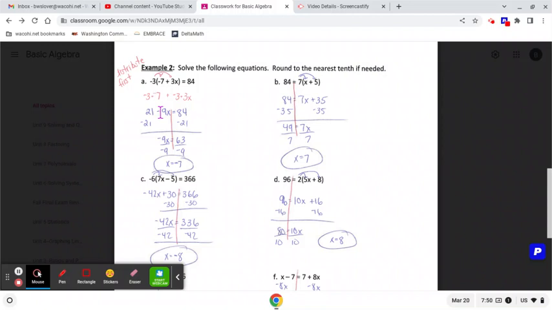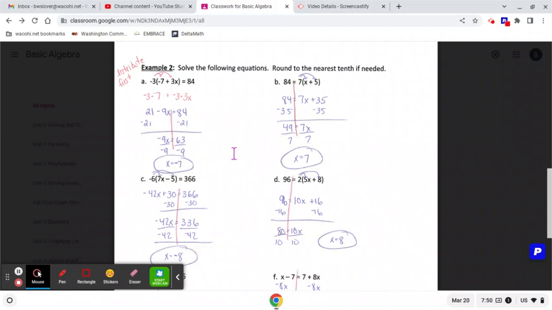You don't necessarily have to show that step, but I wanted you to be aware of where everything came from. Okay. So I distributed, then just like before, I want to get all the variables on one side and get all the constants, or the numbers, on another side. So I subtract 21 from both sides. I'm going to divide by -9, and I get x equals -7.